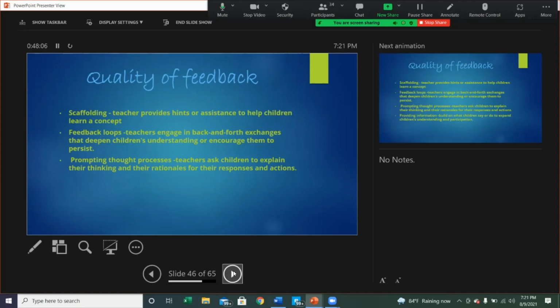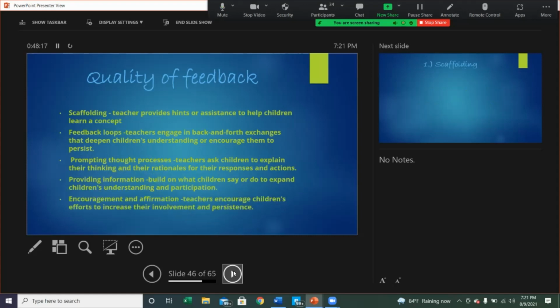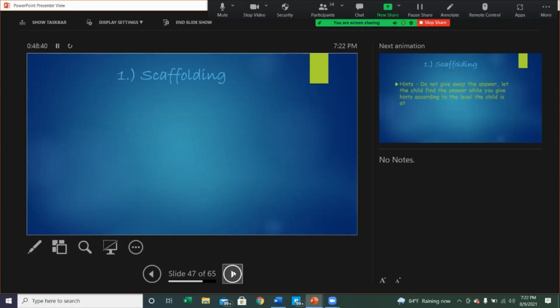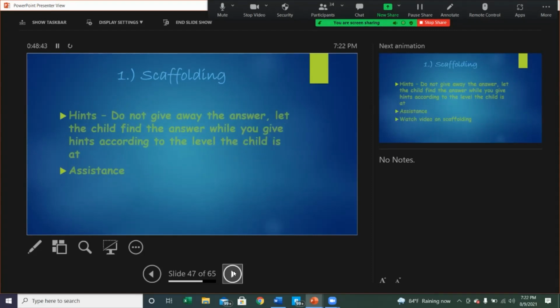Feedback loops, y'all know what that is, back and forth conversation, prompting those brain cells to get going, asking them to explain why they did something. You always are feeding them information. You know, walk outside and see a leaf falling and say, I wonder why that leaf just fell out of that tree. You're just putting on a little show for them, and then you'll get answers. You're getting their brains going. So you don't give the answer. You let that child find the answer.